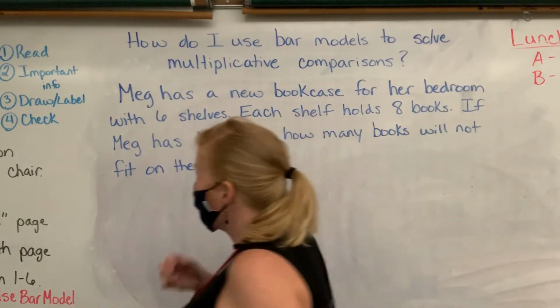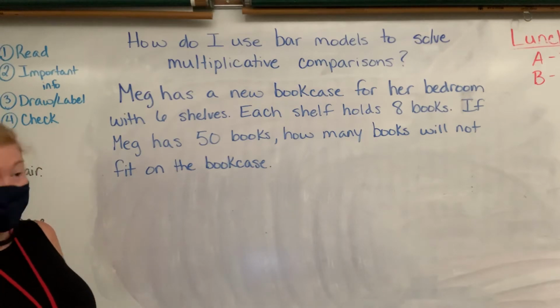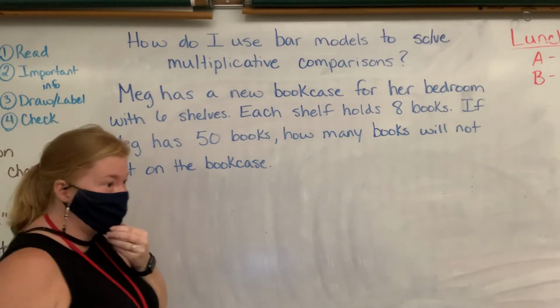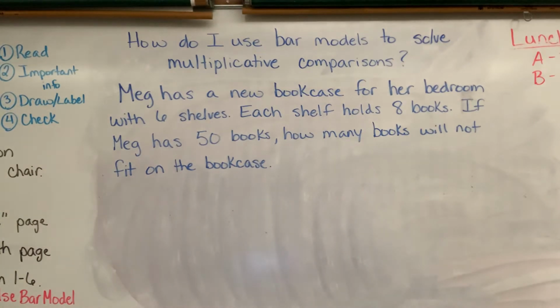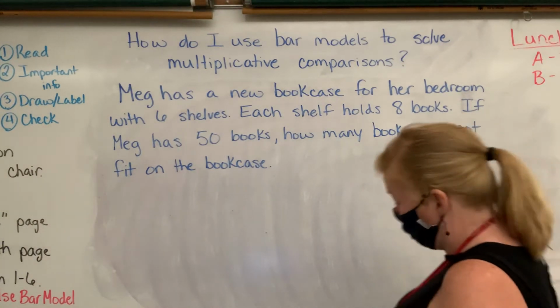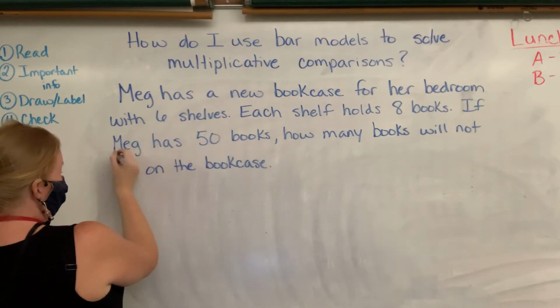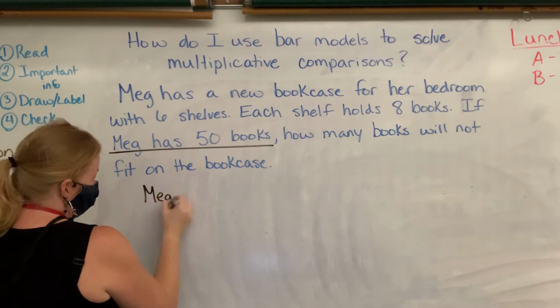Our first step was to read the word problem, which we have done as a group, correct? Yes. Now I need some important information. What is something important that I'm going to find in this word problem? Loud and proud. Meg has 50 books. So it says if Meg has 50 books, which means she does have 50 books. So we know Meg has 50 books.